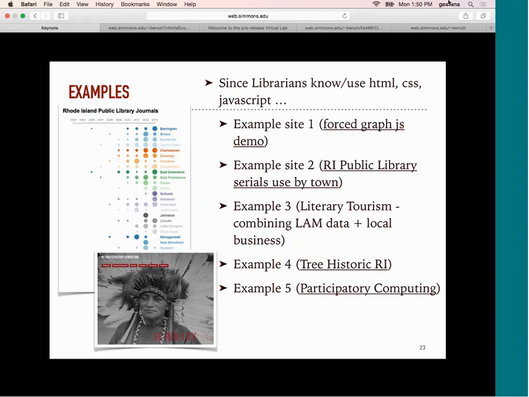Why don't you try it? Why don't you play around with it? There were data on state library serial use. Let me try to bring up that page. Then I would get worried.